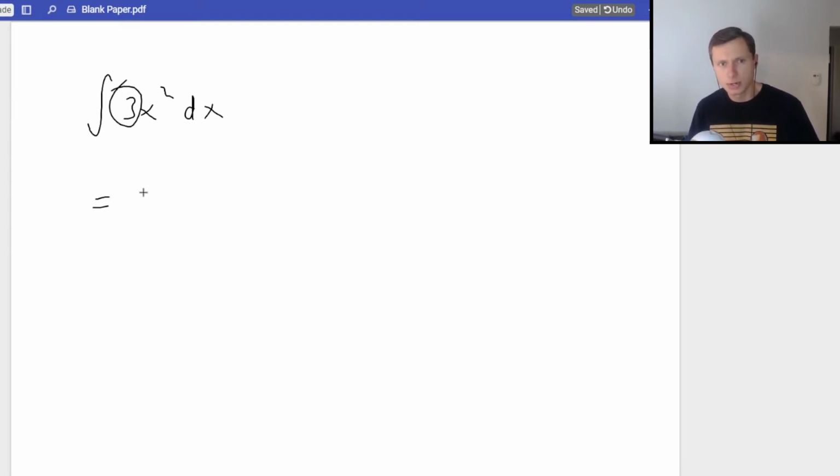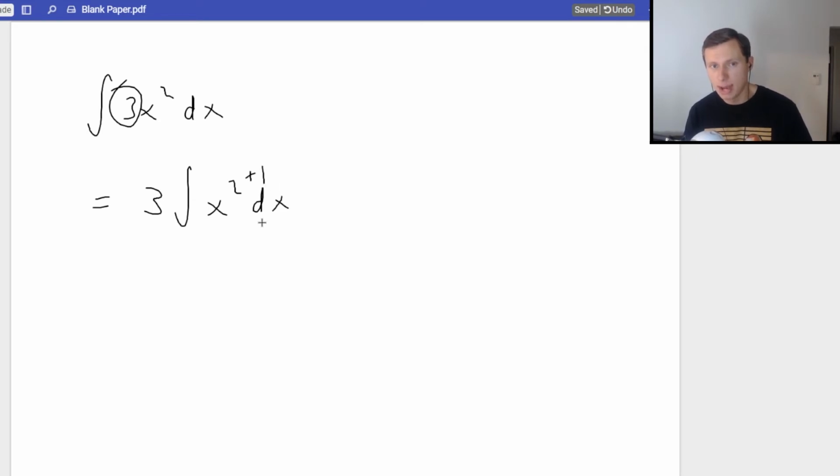So I'm just going to first pull it outside of my integral because it's just a coefficient. I can do that, as long as it's not an x. As a matter of fact, I can pull it out in front. So 3 integral of x squared dx. Now all I need to do is the power rule. So again, instead of subtracting 1, I'm going to add 1 to the power. And then instead of multiplying, I'm going to divide that by my new exponent, which is 3.